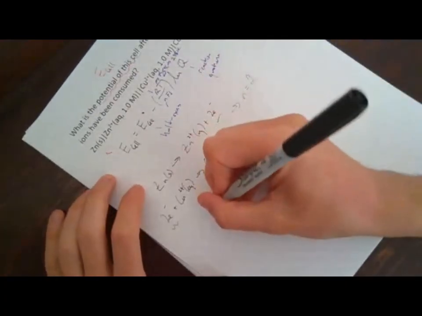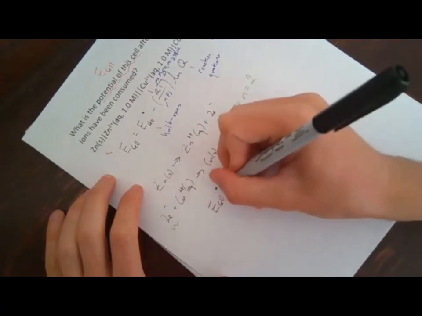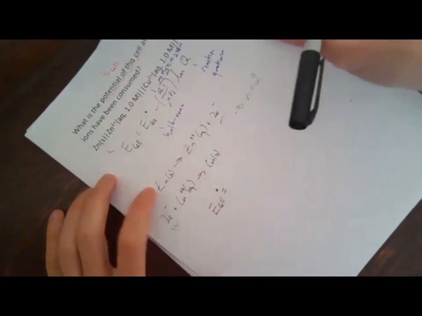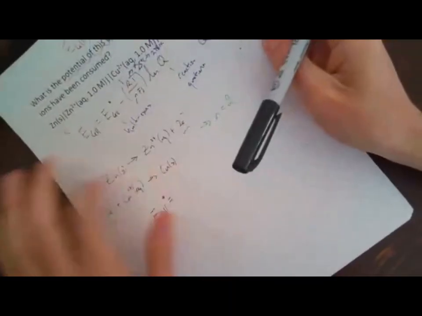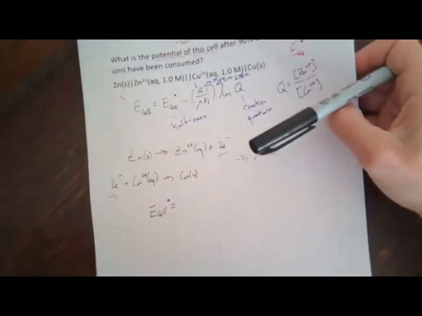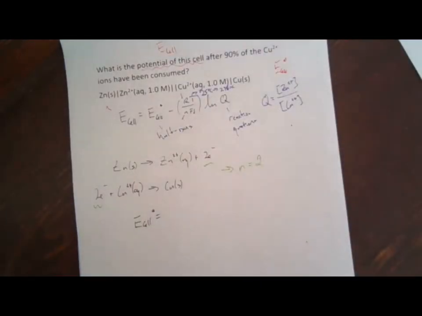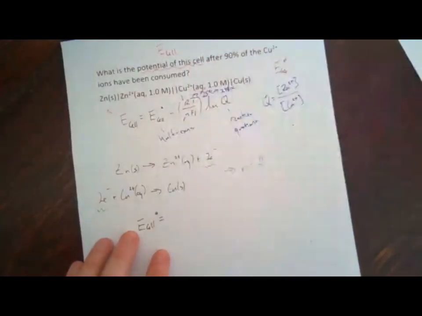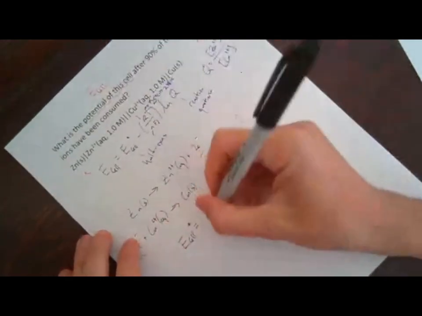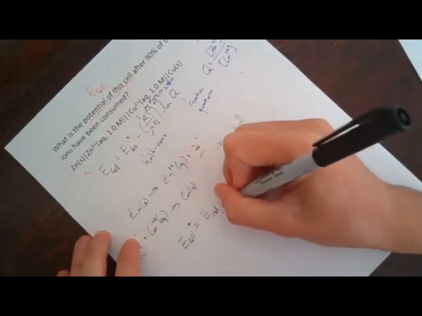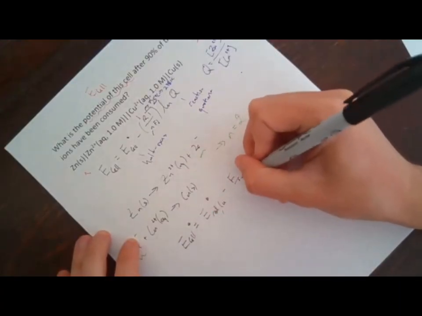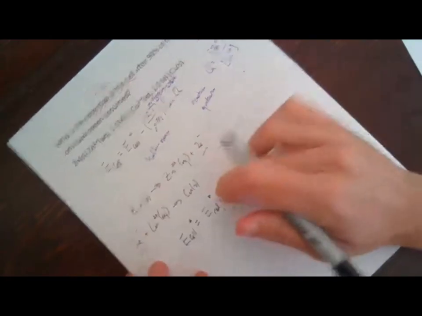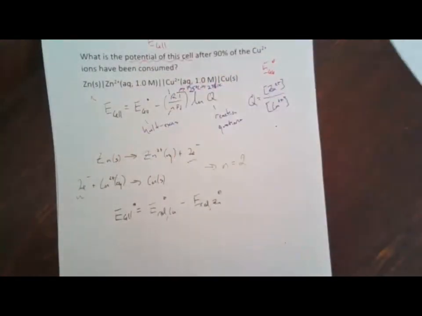The other thing to determine is E cell naught. This is the reduction side, and this is the oxidation half reaction. Normally, if we were just told what the half reactions were, we could look up their reduction potentials and figure out which one stays in the reduction direction. But that's already been decided for us. The copper stays in the reduction direction, minus the reduction potential of zinc, because we know that one gets swapped, which has already happened.